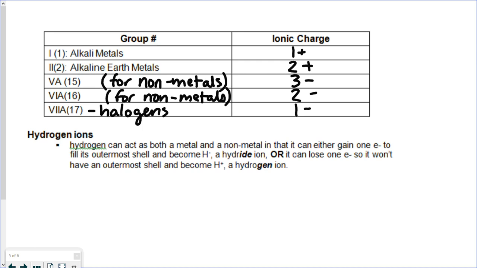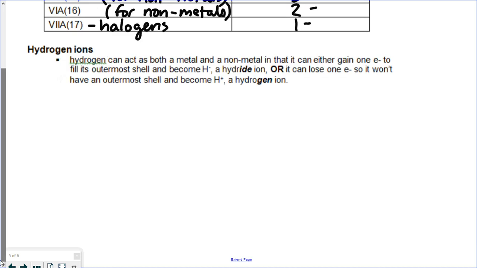It says hydrogen can act as both a metal and a non-metal, in that it can either gain 1 electron to fill its outermost shell and become H-, which is a hydride ion, or it can lose 1 electron, so it won't have an outermost shell and it will become an H+, or a hydrogen ion. So you'll see that hydrogen is in 2 spots on your periodic table. They both still say atomic number 1 because they are both hydrogen.